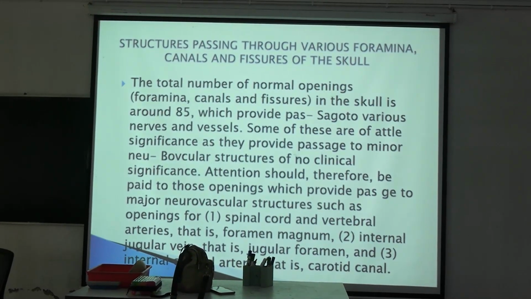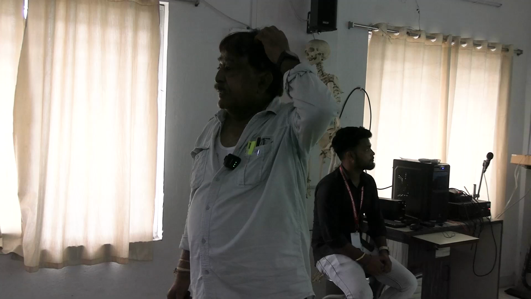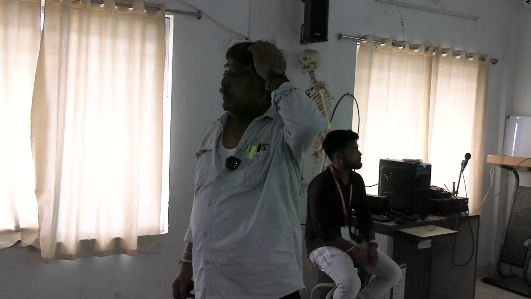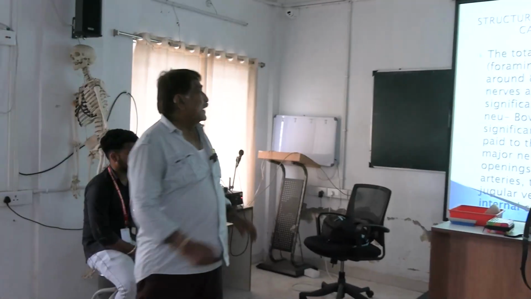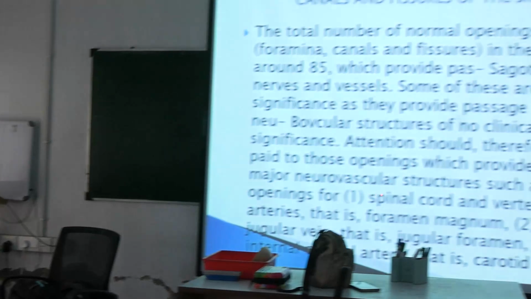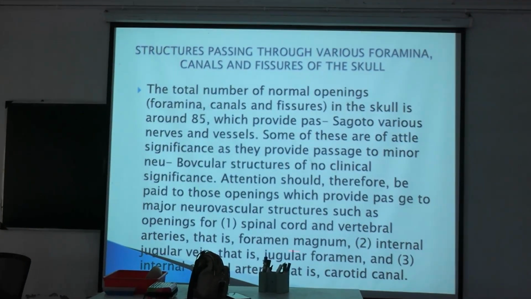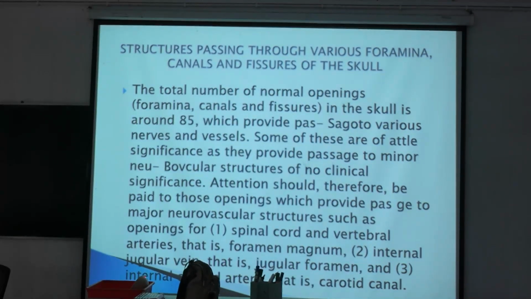But in case the examiner asks you how many foramina or canals there are, 85. That figure you can easily remember. But don't panic around the number 85. You should see the importance of the spinal cord and vertebral arteries, that is foramen magnum, internal jugular vein, that is jugular foramen, and third, the internal carotid artery, that is carotid canal.